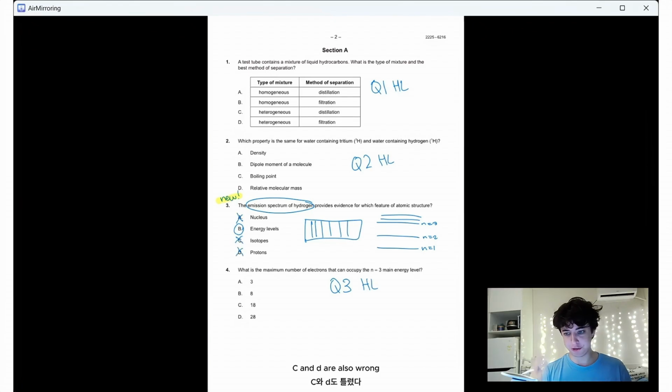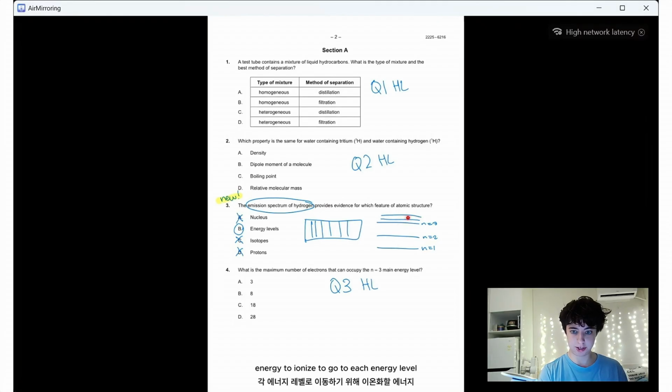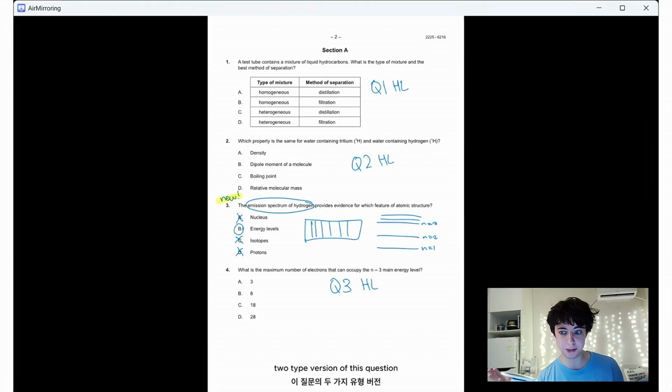C and D are also wrong because those are not related to this diagram. In addition, these correspond to the energy to ionize to go to each energy level. The fact that those correspond with wavelengths and frequencies is also what shows evidence for the energy levels. That is also the paper 2 type version of this question. So you should know both in general, because it's oddly specific wording. I would just look at it and remember it.